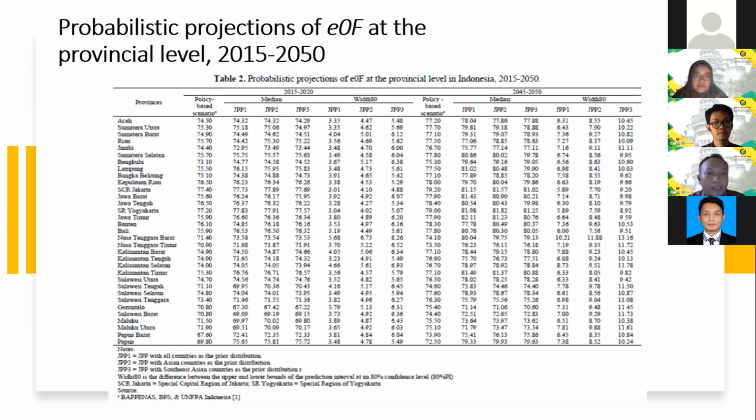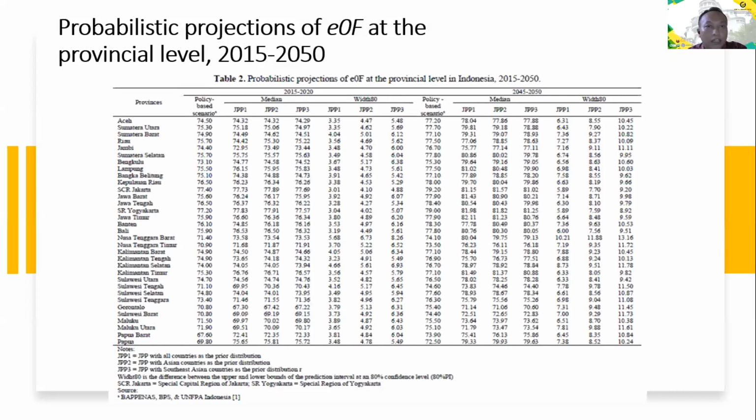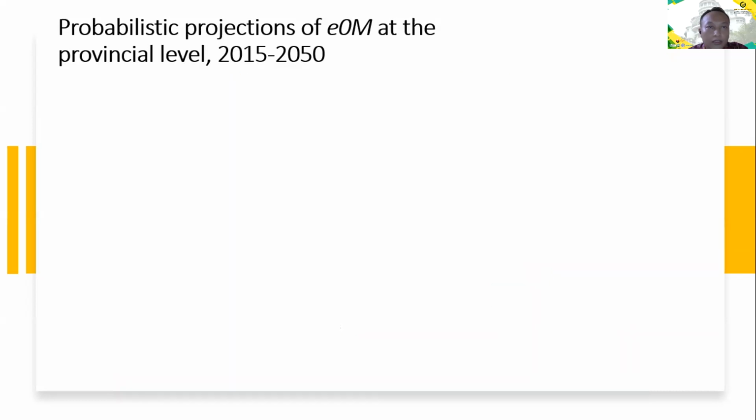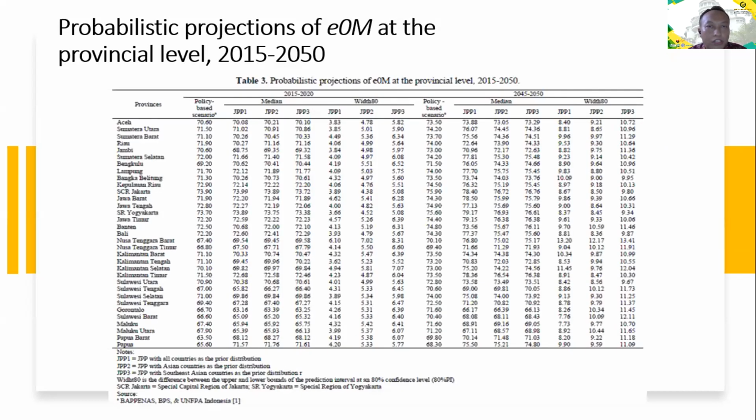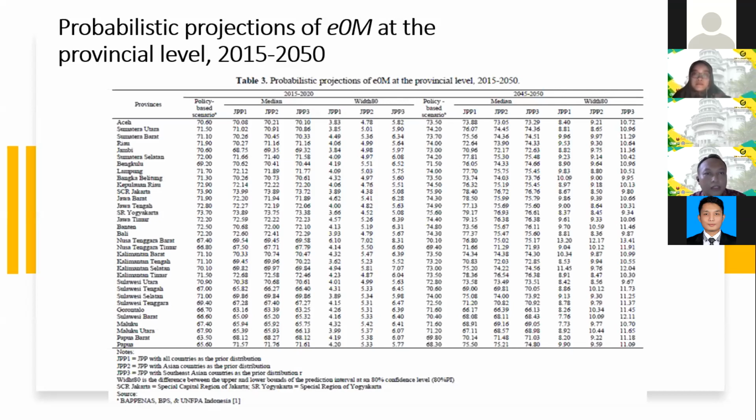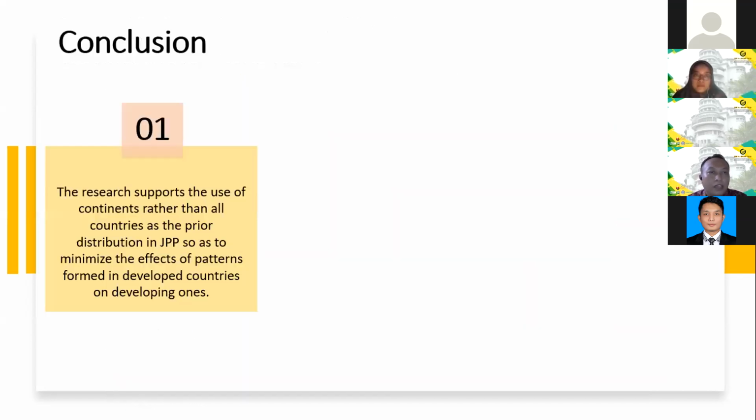Okay. In the 2015 to 2020 period, the officially projected life expectancy of women lay within the prediction interval of the three GPPs, except for Papua and Papua Barat, which were outside the interval. And this is a probabilistic projection of EOM at the provincial level for the period 2015 and 2050. And here is our conclusion.